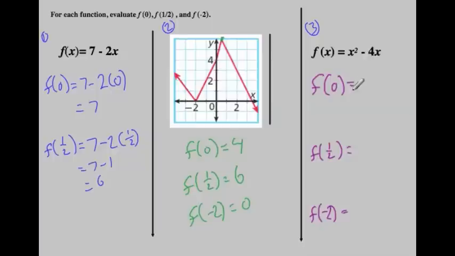Alright, let's see what we get when we plug in 0. The first thing I'm going to do is write my function rule, and everywhere there's an x I'm going to put a parentheses. Then I'm going to see what number I'm plugging in. I'm plugging in 0. So I see that f of 0 equals 0 minus 0, which is just 0.